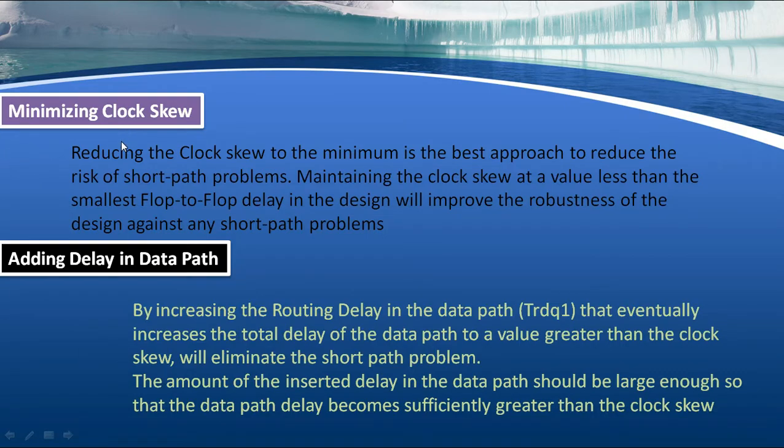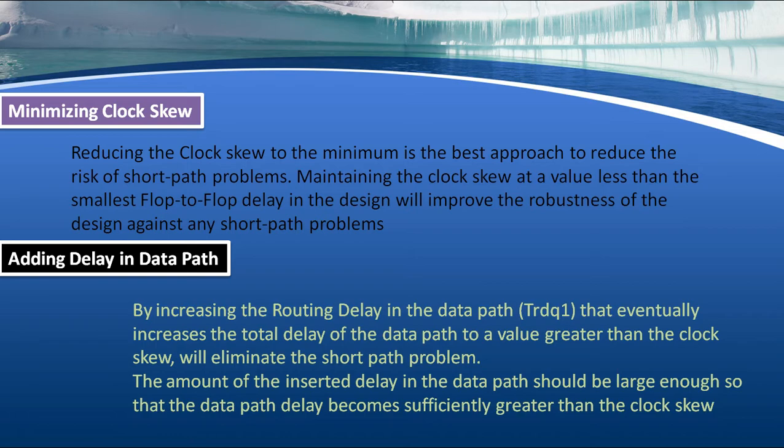Minimizing clock skew. Reducing the clock skew to the minimum is the best approach to reduce the risk of short path problem. What we simply do there, we just go for reducing the clock skew. Maintaining the clock skew to a value less than the smallest flip-flop delay in the design will improve the robustness of the design against any short path problem.